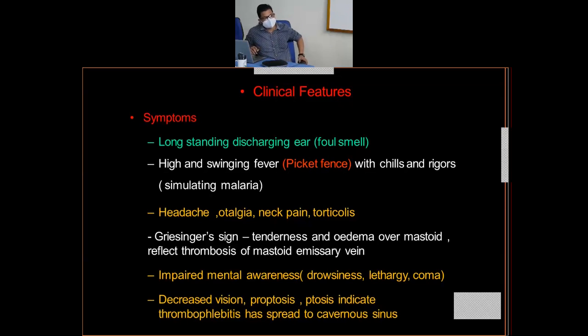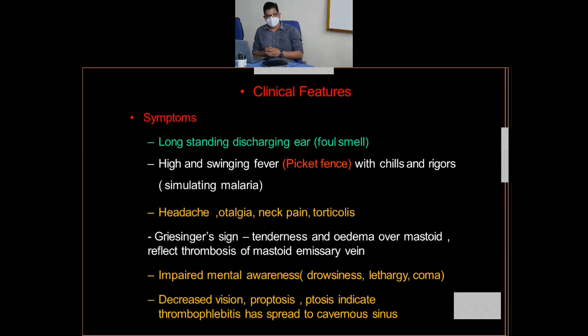There will be a Griesinger sign, that is tenderness and edema over the mastoid region. It's not a mastoid abscess or swelling, it's just tenderness and slight edema over the mastoid. That is called Griesinger sign. It's due to obstruction of the emissary vein. The emissary vein drains the mastoid area, and that vein may get blocked due to thrombosis of the sigmoid sinus, and ultimately there will be accumulation and tenderness over the mastoid.